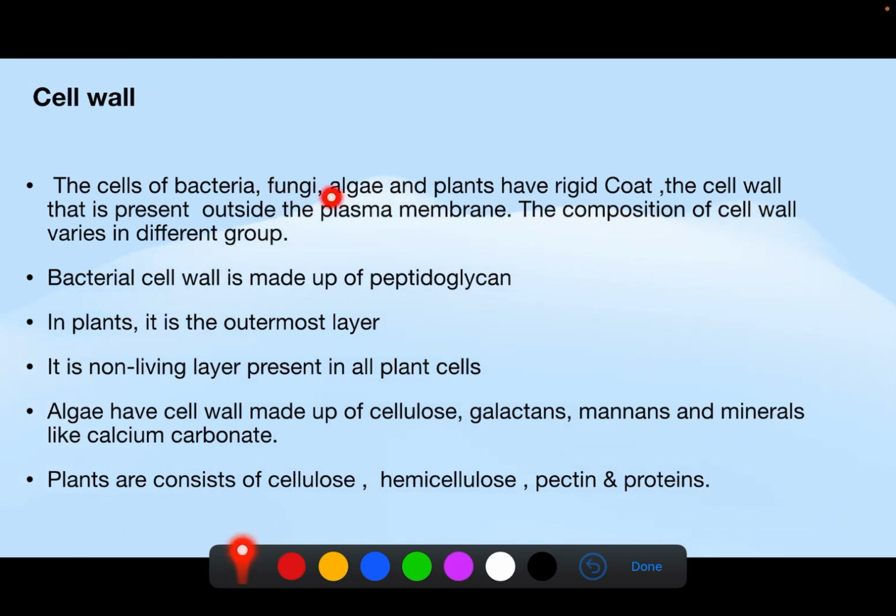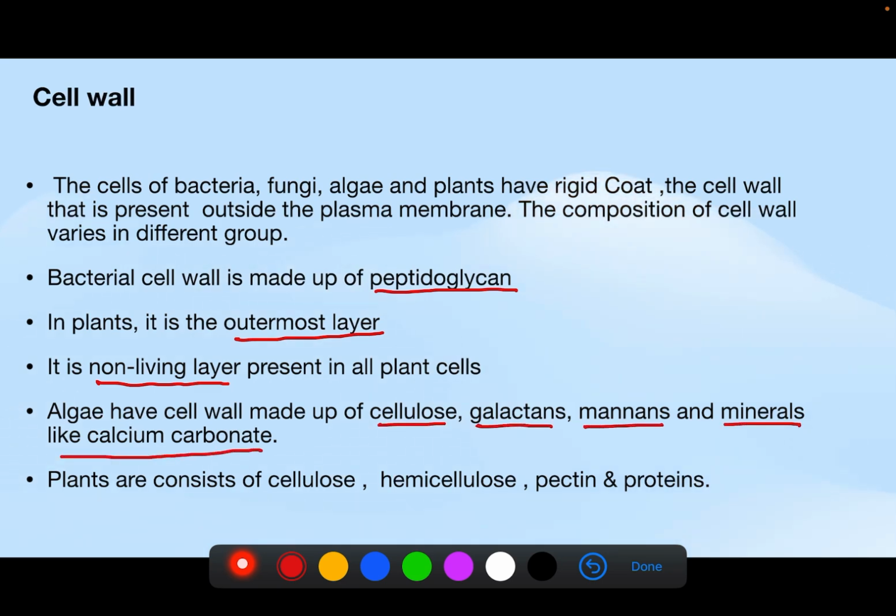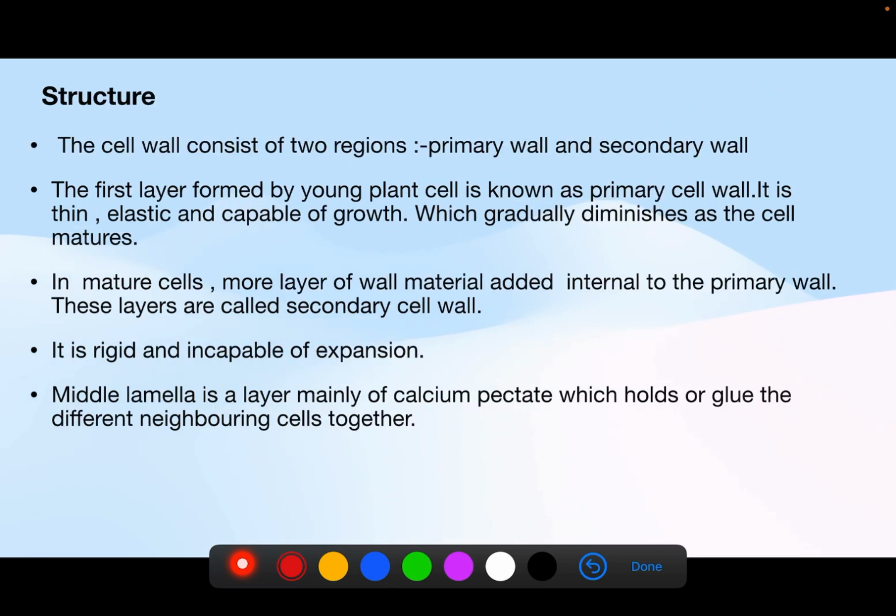Now the cells of bacteria, fungi, algae and plants have a rigid coat, the cell wall, which is present outside the plasma membrane. The composition of the cell wall varies in different groups. In bacteria, the cell wall is made up of peptidoglycan. In plants, the cell wall is the outermost layer, and it is a non-living layer. In algae, the cell wall is made up of cellulose, galactans, mannans, and minerals like calcium carbonate. In plants, cell walls consist of cellulose, hemicellulose, pectin, and proteins.